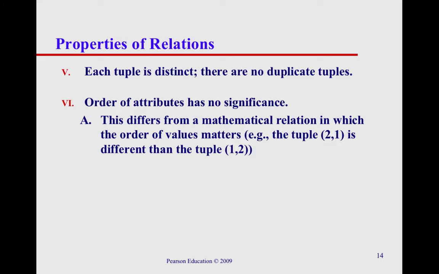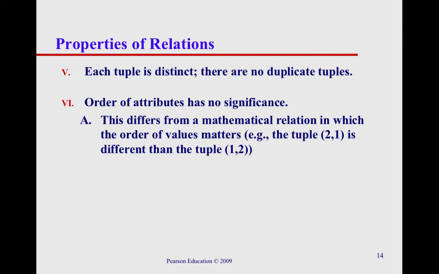Tuples must be distinct. There are no duplicate tuples. Okay? If you have duplicate tuples, you can't really distinguish them, so it kind of creates a bit of nonsense. That's why they disallow duplicate tuples. And the order of attributes has no significance. So you can put them in any order you wish, which is different from the mathematical definition of a relation.